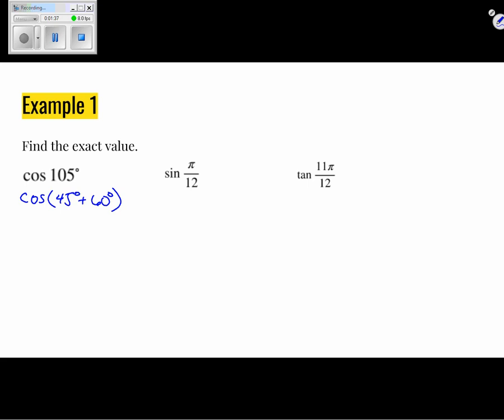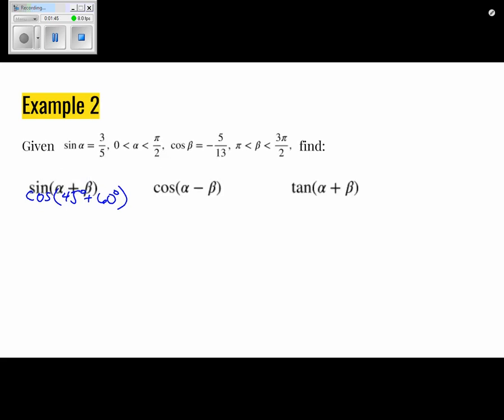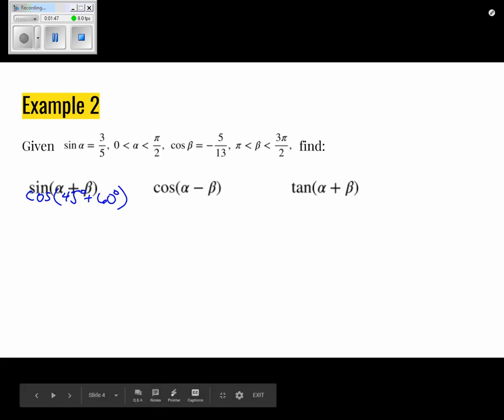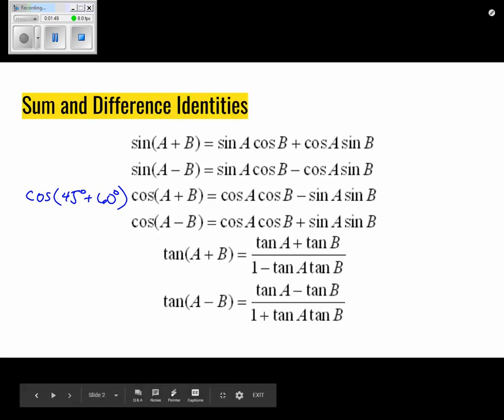Okay. So going back real quick, I'm looking for my identity that has cosine. Oh, that was pretty cool. Didn't mean to do that, but I did. It's really cool. I'm looking for the one that has cosine of alpha plus beta. I just happened to put it right next door to it.